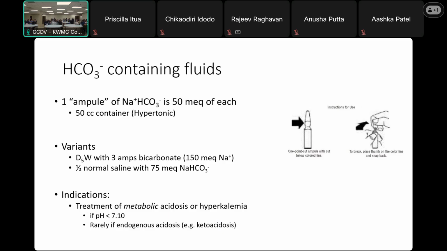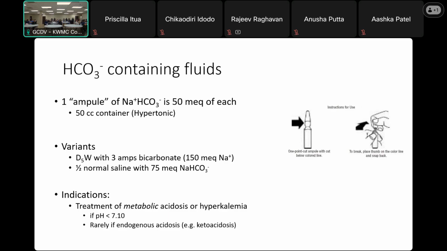So your options, you can give D5 water with 3 amps of bicarb, so that's isotonic, right? So same tonicity, 150 of sodium, so 3 amps of bicarb, or you can give half NS with 1.5 amps or 75 milliequivalents. Again, these are isotonic fluids that essentially give a lot more bicarbonate to the patient. So if you're worried that the patient has metabolic acidosis, the pH is low, they're having big time diarrhea, so they've lost a lot of bicarbonate, then this is a reasonable option.